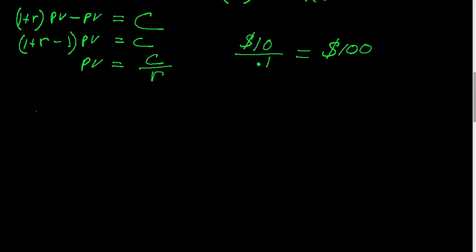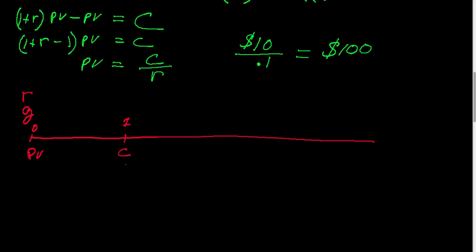A growing perpetuity is a perpetuity in which the amount you receive at each period is growing at a constant rate. For example, let R be our interest rate and G be the growth rate, the rate at which the perpetuity is growing. So at time zero, we'll have the present value. At time one, you're going to receive C, and at time 2, you're going to receive C, and it's going to grow by G. And at time 3, you receive C, but it's now grown by 1 plus G squared, and so on.